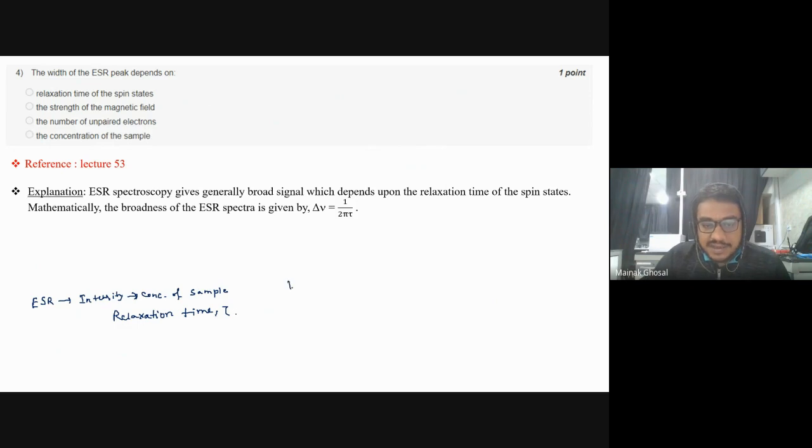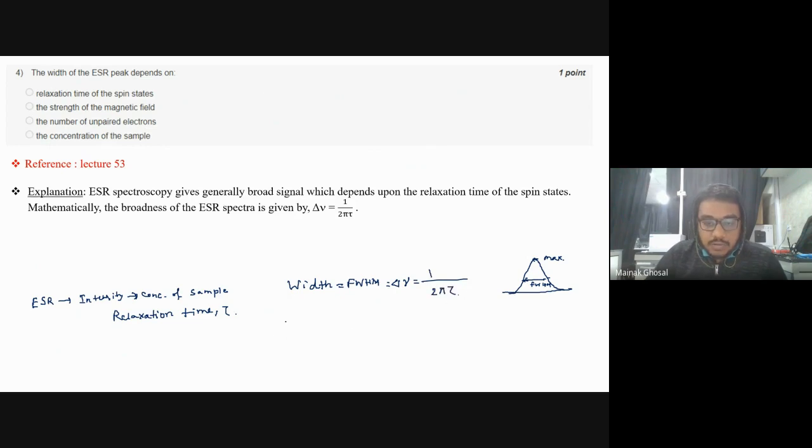The width of a peak, whenever you are taking a spectrum, is represented in terms of FWHM, which is known as full width at half maximum. This is also discussed in the very first or second class. This is the maximum, this is the half position, and this is the half position. This width is called FWHM, and it can be determined using the relation delta nu equals 1 by 2 pi tau.